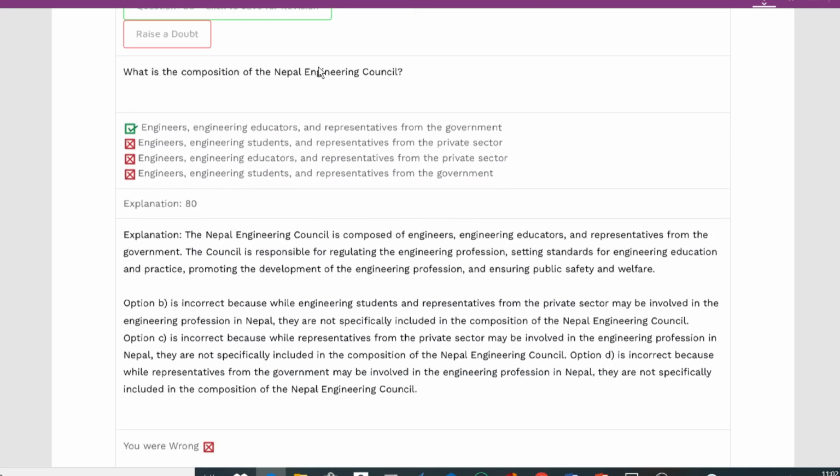Now, what is the composition of the Nepal Engineering Council? The Nepal Engineering Council is composed of engineers, engineering educators, and representatives from the government.